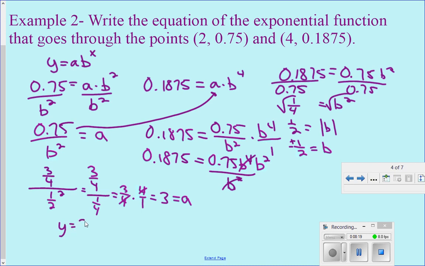y equals 3, that's a, times b, which is 1/2, and that's raised to the x. And hopefully you remember that we can't multiply those. Order of operations says exponents come before multiplication, so I can't say that that's 3/2 to the x. That would be incorrect. So it's 3 times 1/2 to the x.